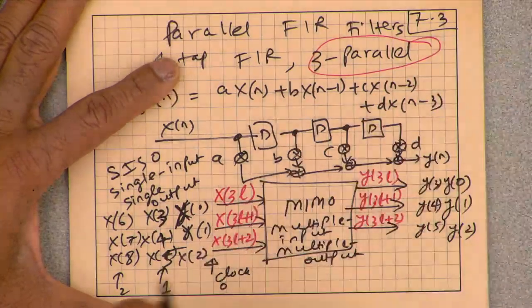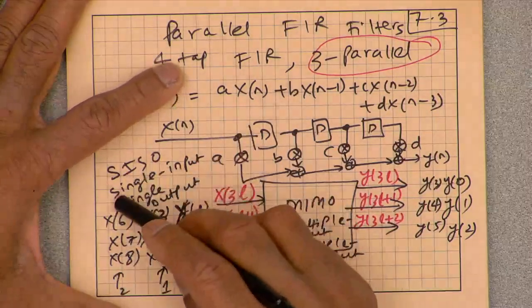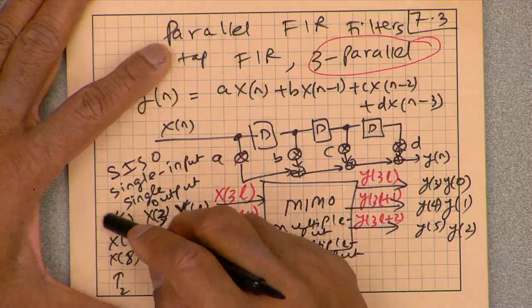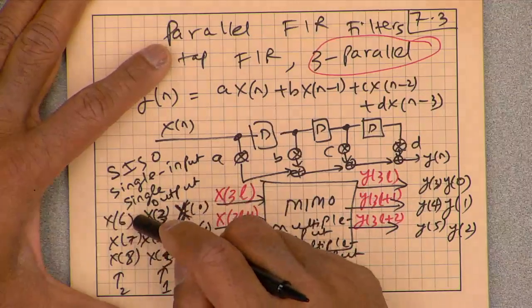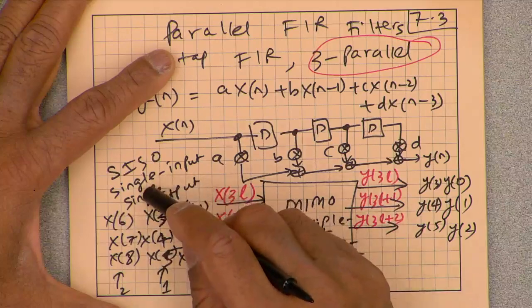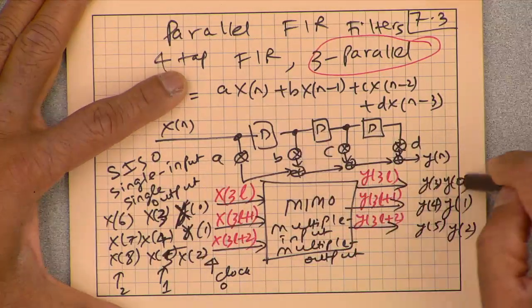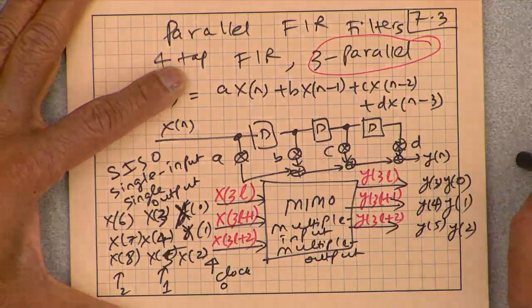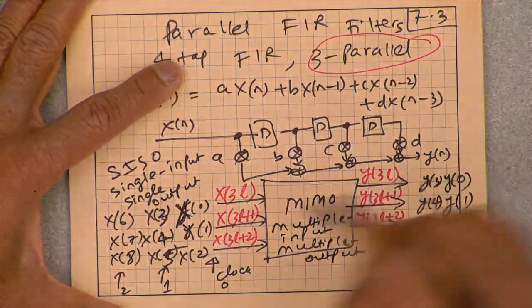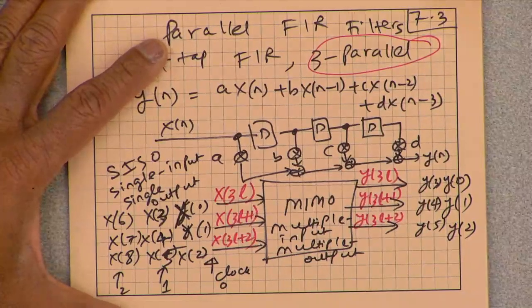Okay, there is a little more to that. I need a serial to parallel converter. If I have signal xn coming in at 3 gigahertz sample rate, I need a serial to parallel converter, which is now operating at 1 gigahertz, and then the output needs a parallel to serial converter, which can then be sampled at 3 gigahertz.